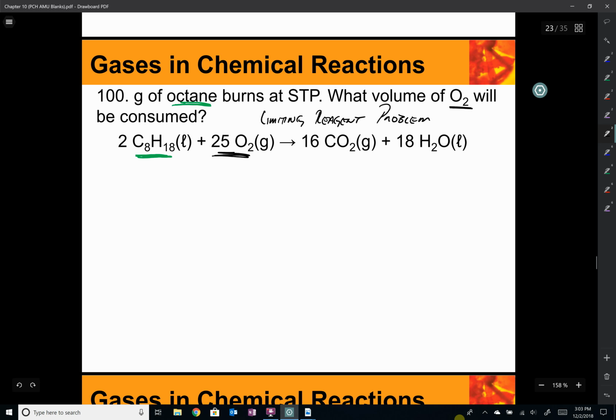So we need to find a way to relate octane to O2. Now, first of all, immediately when you see grams at this point, you should know that grams are mostly useless to us. So we need to convert grams into moles. Step one, grams into moles. So 100.0 grams of octane, C8H18, 114.2 grams for every 1 mole, and so 0.8754 moles of octane.